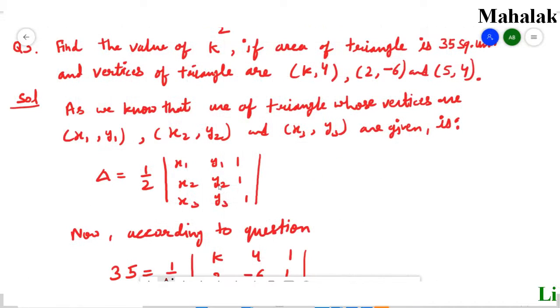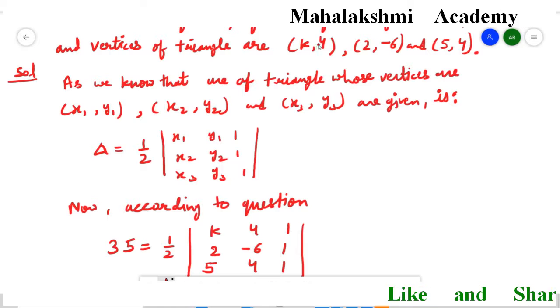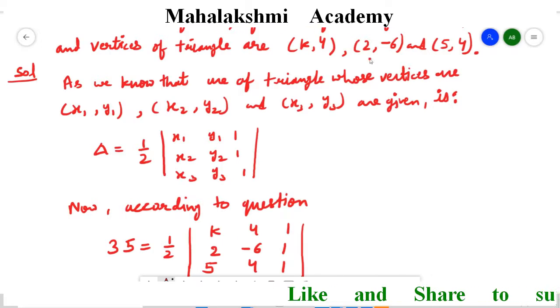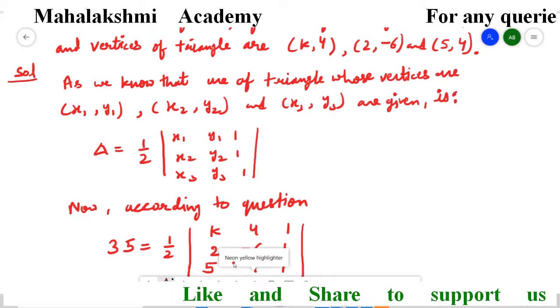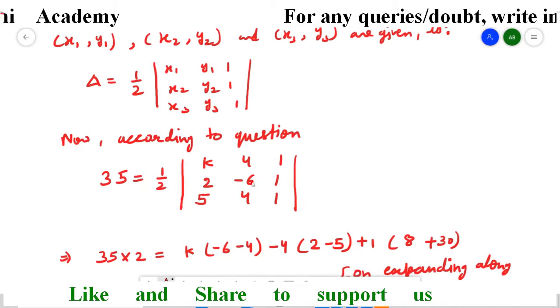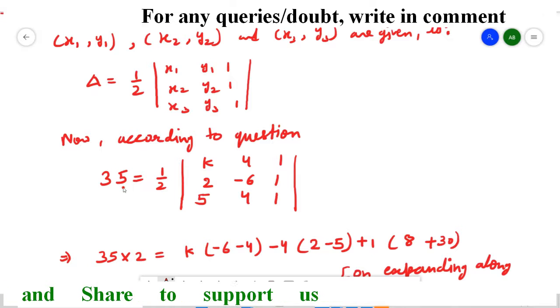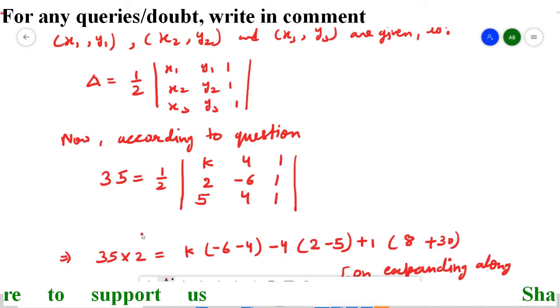So again we'll first write down the formula, and after writing the formula enter the 3 points, that is k and 4 instead of x1 and y1 that I wrote here, and then 2 and minus 6 instead of x2 y2, and the same way enter all the points here. Now according to the question, the area delta is given to us as 35, so I wrote here 35. This 2 is in divide, next time it will go in multiply.